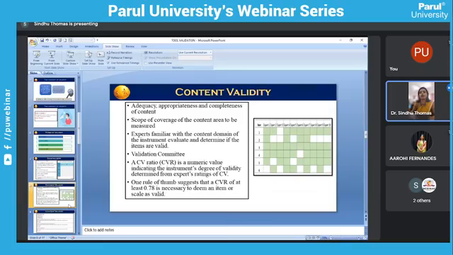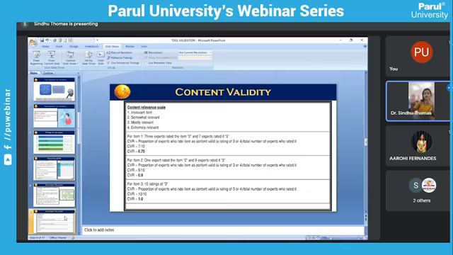Another important point we can see in content validity is the CVR, that is, the content validity ratio, which is the numeric value indicating the instrument's degree of validity by the experts' rating. The rule of thumb is if the CVR is more than 0.7, the item of the scale is considered as valid.